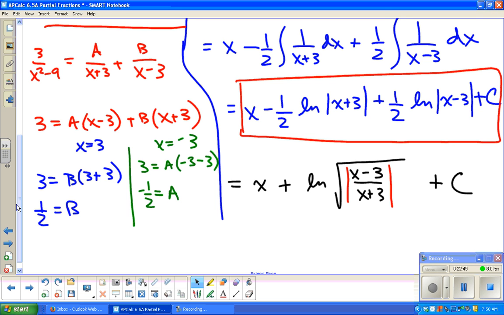Partial fractions, that is the first half of 6.5. At this point, 2014, we are not going to do the second half, so don't go hunting for a 6.5b at this point. We're not going to do the logistic growth stuff.